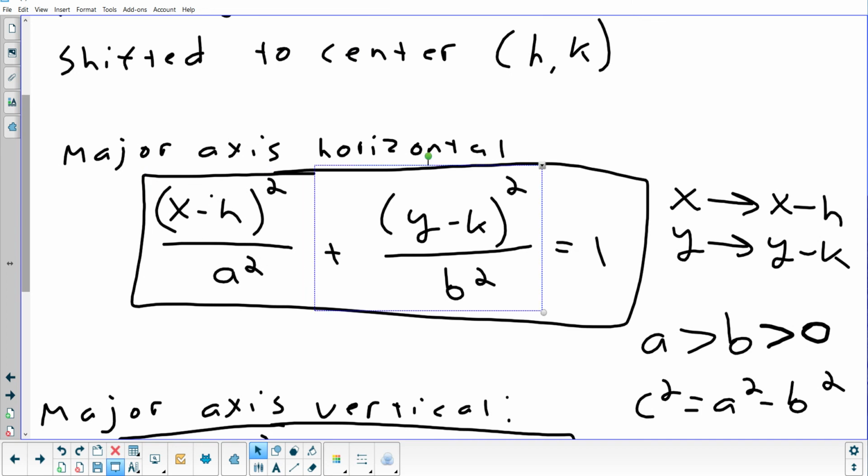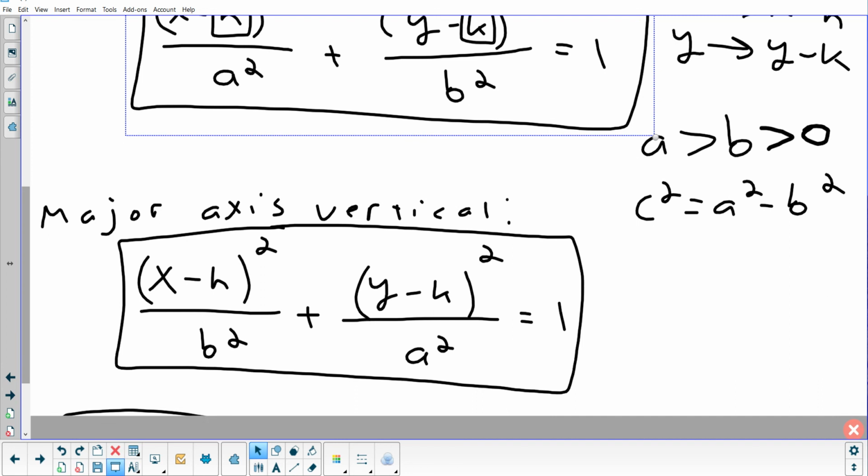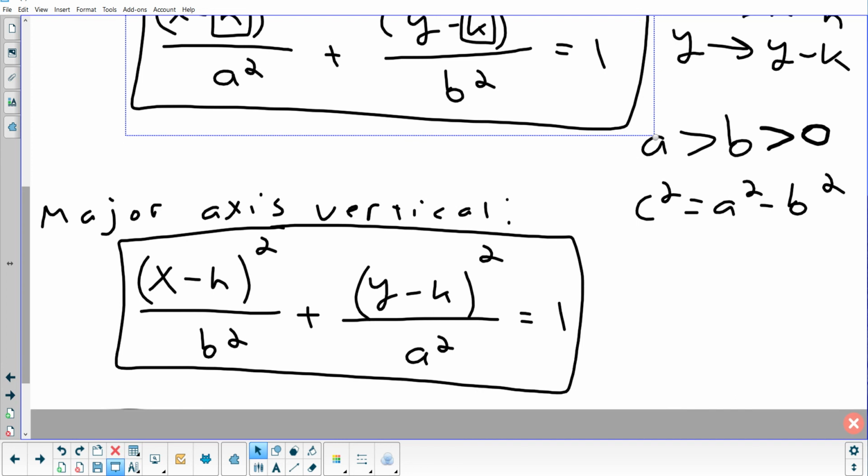So h and k are the numbers after the minus sign. So if you ended up with a center that had a negative number, you could end up with x minus minus something. So it could turn into a plus, just like a parabola. And when I write the equation for the major axis being vertical, what's the only thing that's going to change between the two? What's going to change? The a squared and the b squared. Yep. The a squared and the b squared are going to switch places. You still put the minus h with the x. You still put the minus k with the y. You still square them. It's still equal to 1. Everything stays the same.